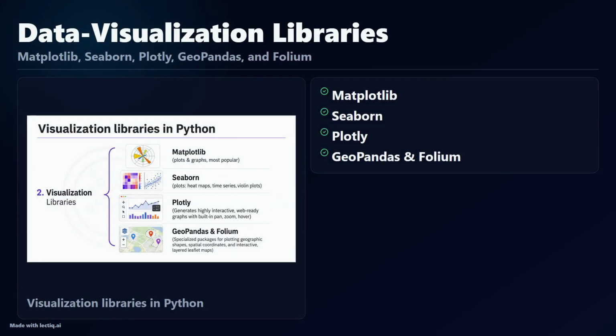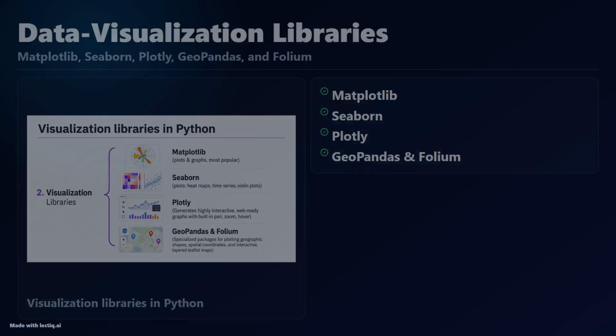Visualization libraries communicate analytical results through graphs, charts, and maps. On screen, you can see the main visualization tools in Python's ecosystem: Matplotlib, Seaborn, Plotly, and the geospatial pair GeoPandas and Folium. Let's look at what each one is best at.